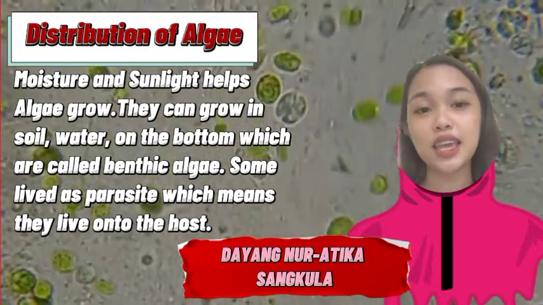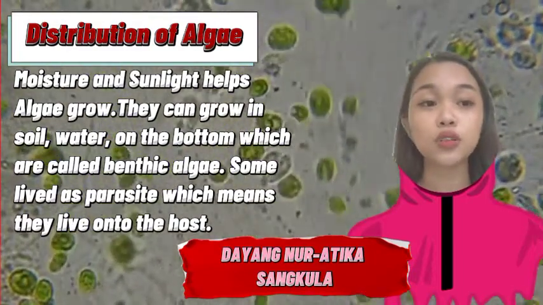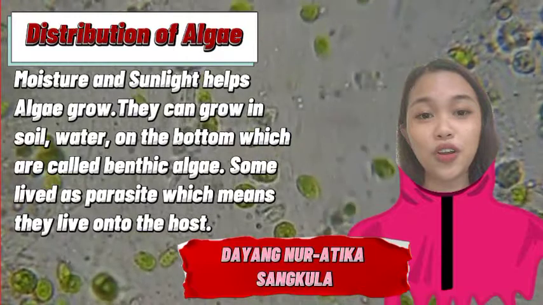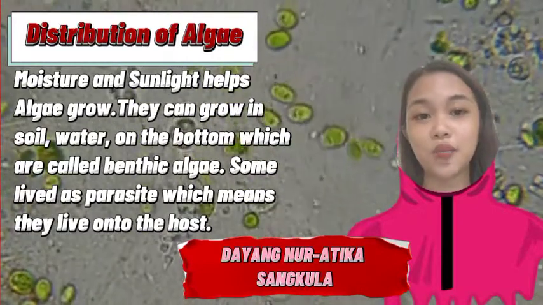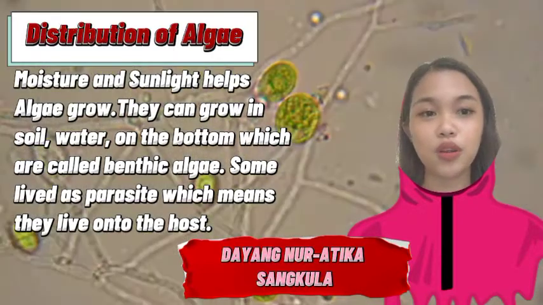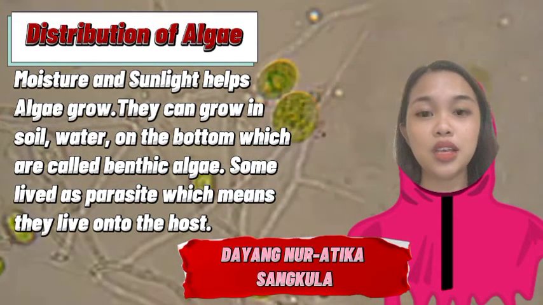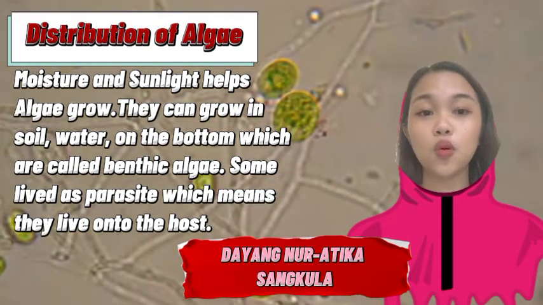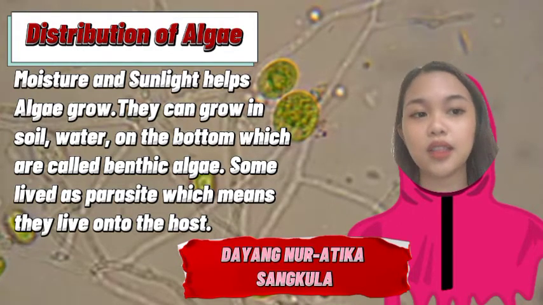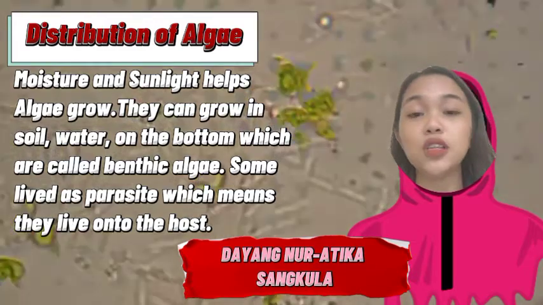Distribution, or we can say habitat or occurrence, of algae. Whenever moisture and sunlight are present, algae can grow. They can grow on soil and in water, and some algae live on the bottom, which is called benthic algae. Some algae live as parasites, which means they live inside the host.